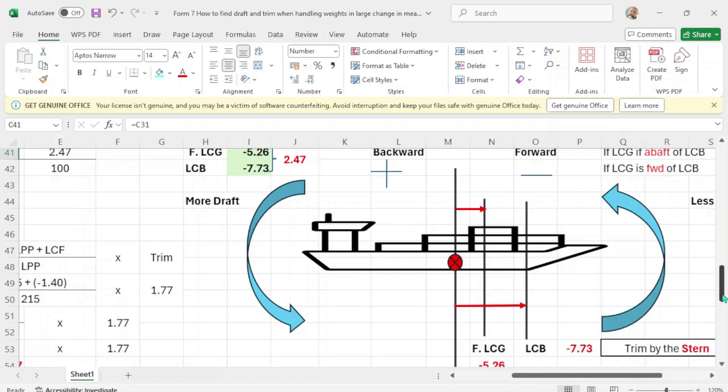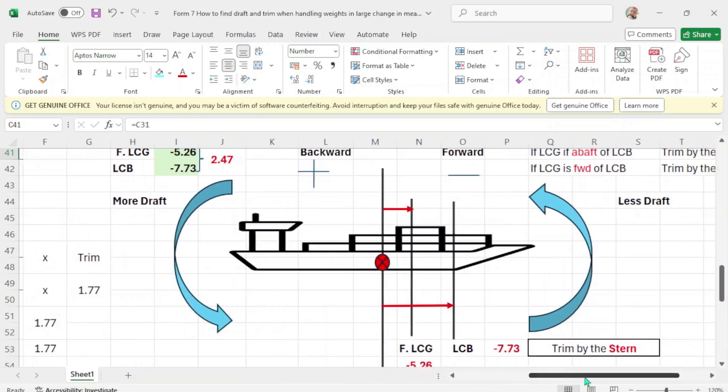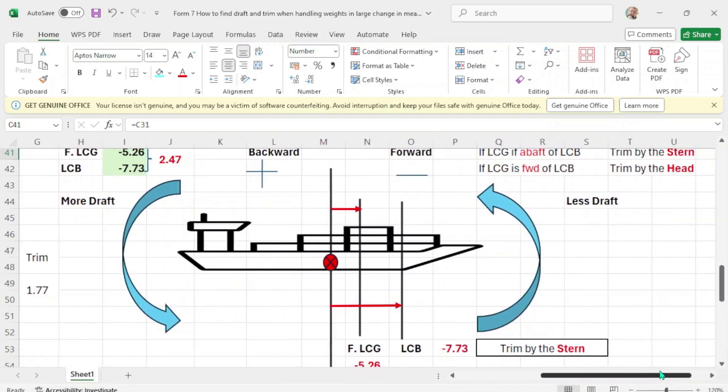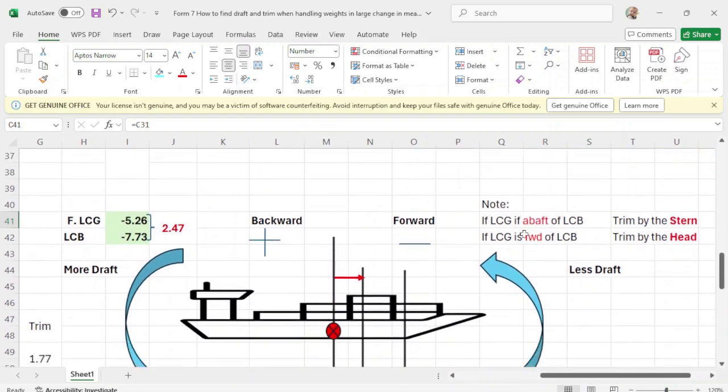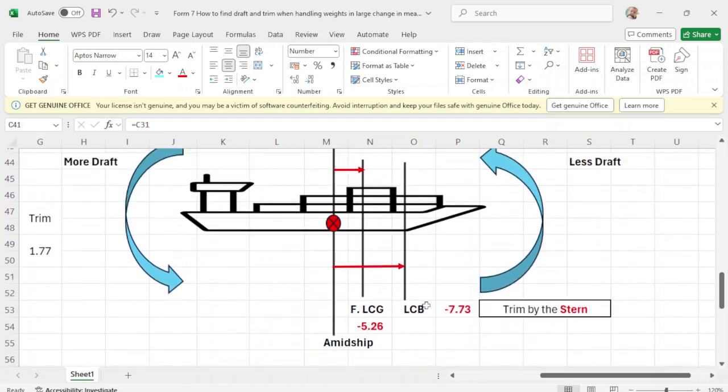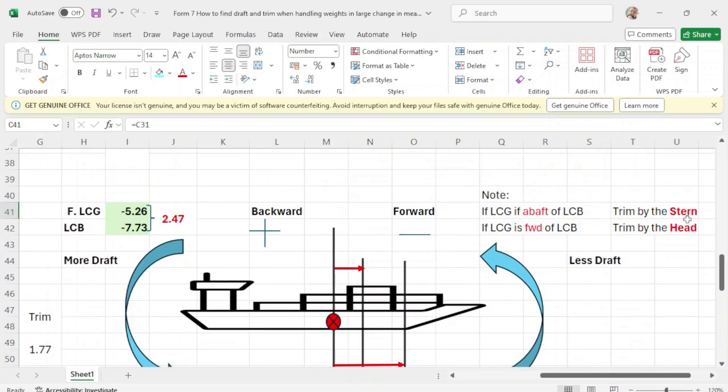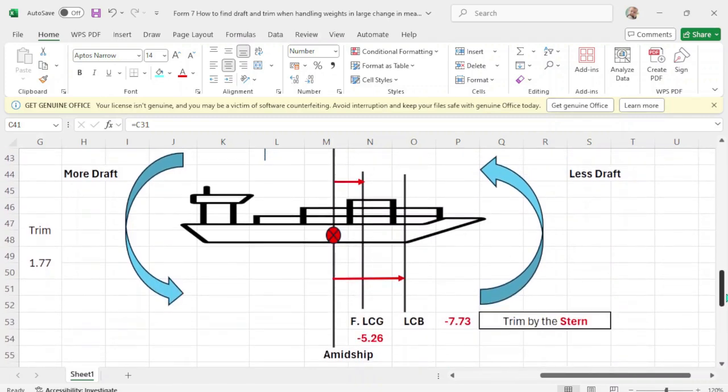Okay, now take note, guys. If LCG or final LCG is aft of LCB, you are trimmed by the stern, meaning above, behind. If LCG is behind LCB, then you are trimmed by the stern. Look at the figure. The LCG is behind LCB. So if you are behind LCB, then you are trimmed by the stern. Okay? Why is that?